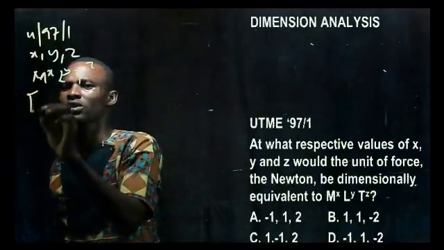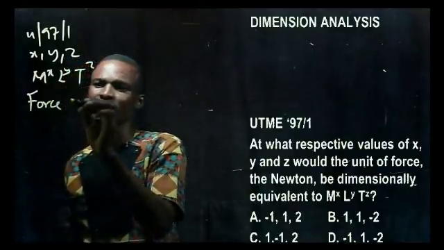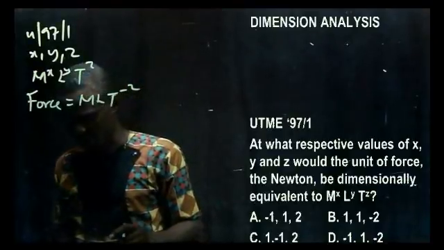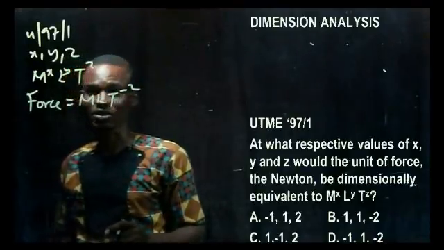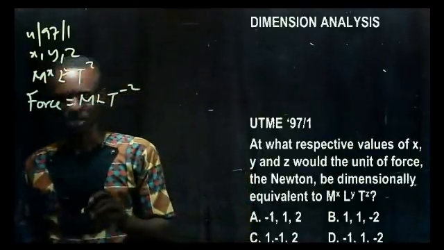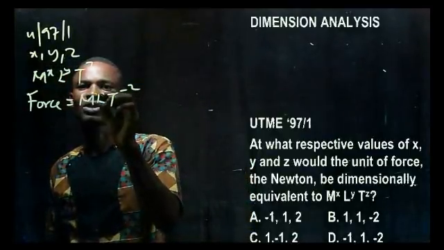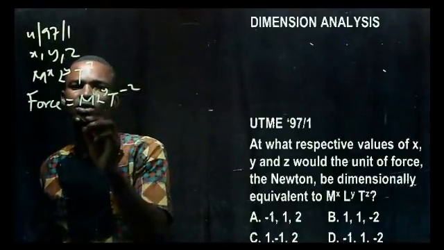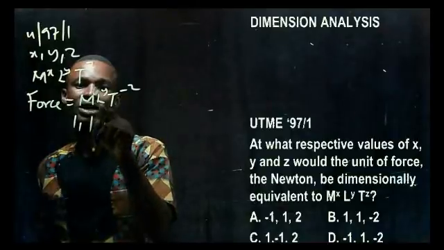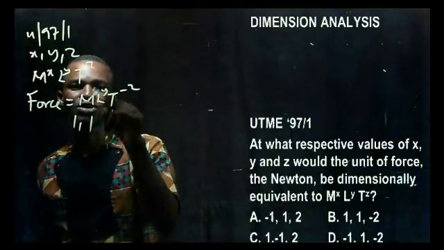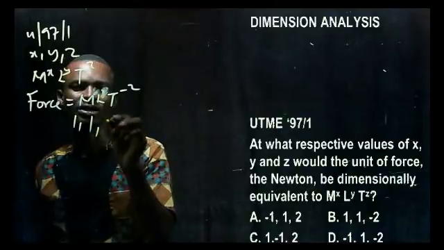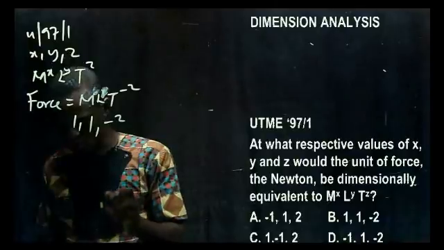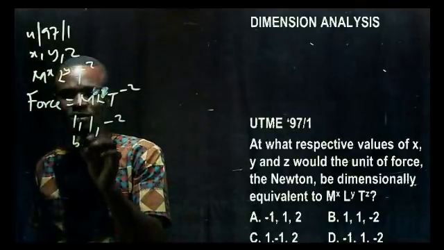Mind you, the dimension for force, we solved it earlier, it is M L per T squared. If you look at it, this is equivalent to this x, y, z. So x is raised to power 1, y is raised to power 1, M is raised to power 1, L is raised to power 1, and z is raised to power minus 2. That is, of course, option B.